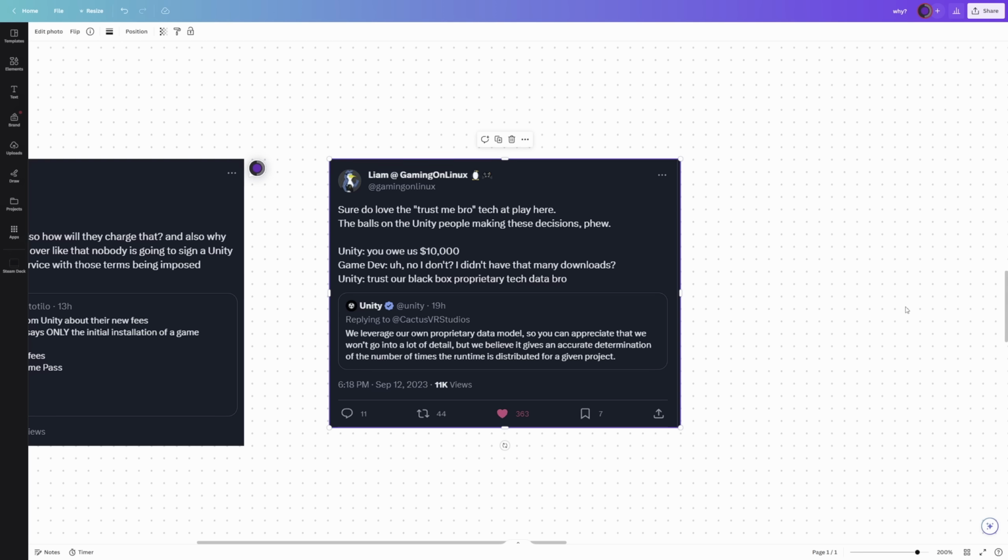Essentially, Unity is operating on the trust me bro model. That's how Liam puts it here from Gaming on Linux, and he's absolutely right. It says we leverage our own proprietary data model. You can appreciate that we won't go into a lot of detail, but we believe it gives an accurate determination of the number of times the runtime is distributed for a given project. So they're outright saying here, they're not going to tell you how they're calculating the number of installs, but they're going to charge you for it anyway.